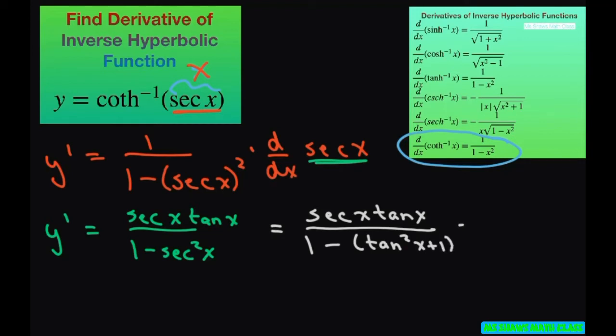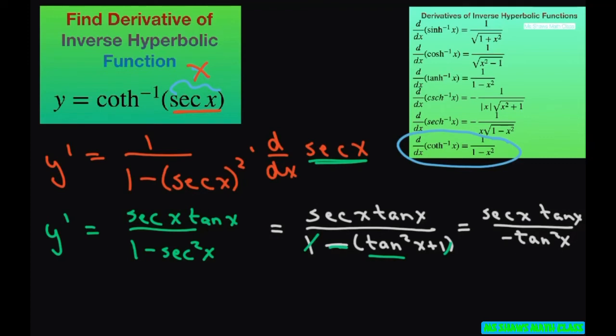Now this is going to simplify to secant x tan x, and this negative tan x squared in the denominator, and the ones will cancel out. You have 1 minus 1. So these will just cancel out there, and you have this negative tan squared of x.